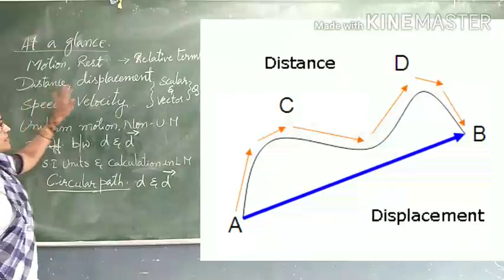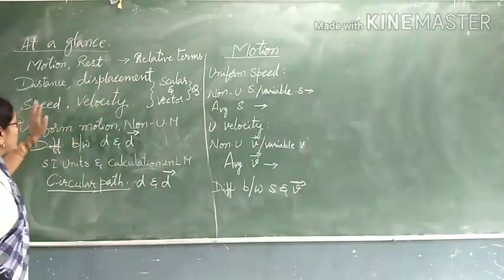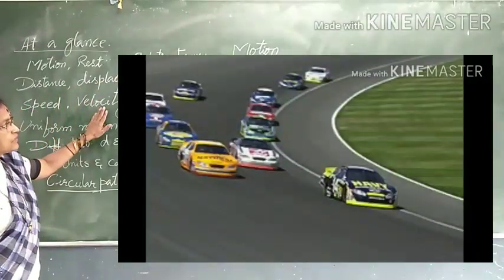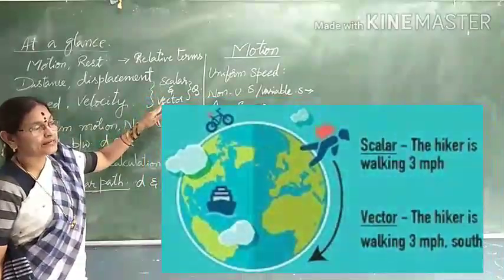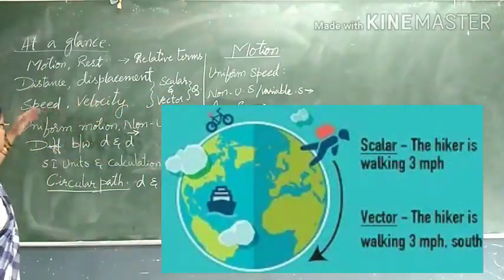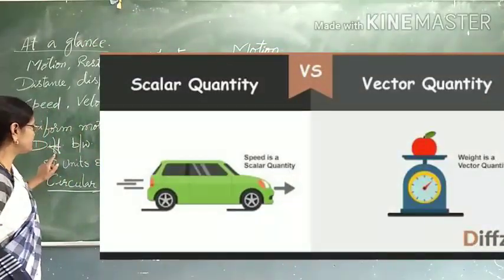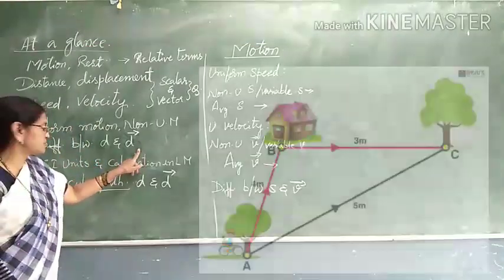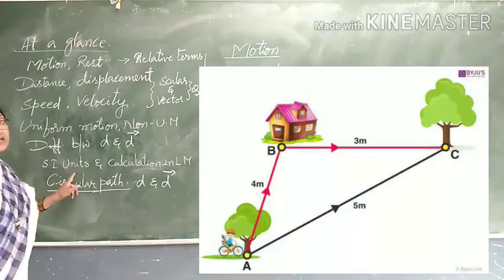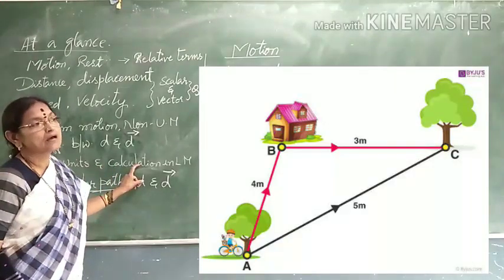What is distance and displacement? Then what is speed and velocity? The scalar and vector quantities and physical quantities. Now uniform motion and non-uniform motion, the differences between distance and displacement, then their SI units and some calculations.